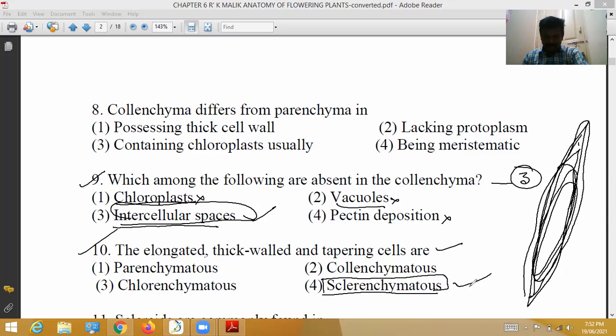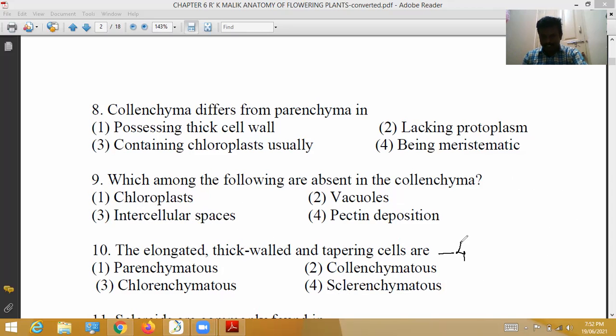In the remaining options, thick walls and tapering ends we cannot see. These are all living cells. So for the 10th question, the 4th option is the correct option.